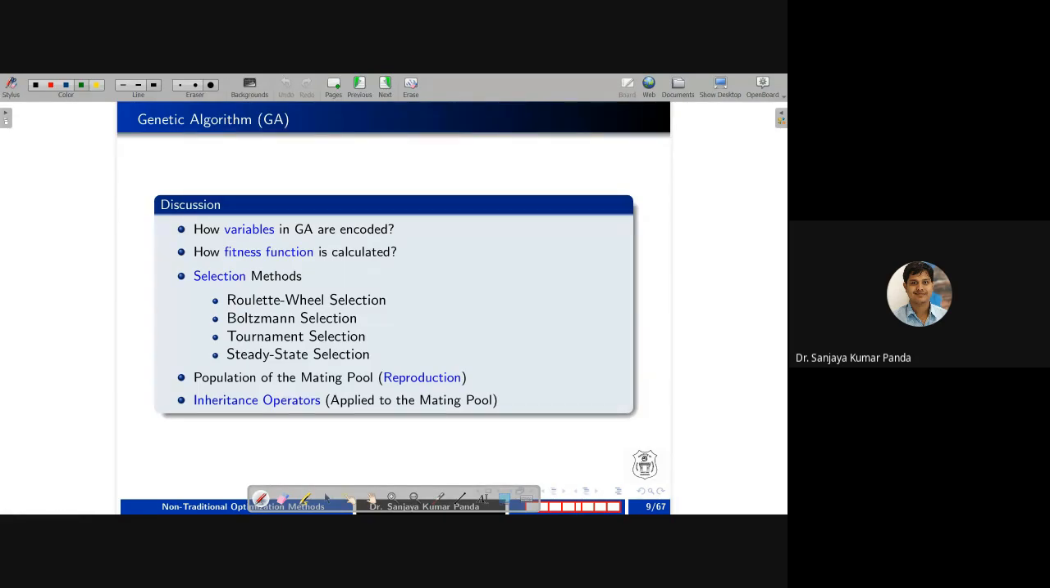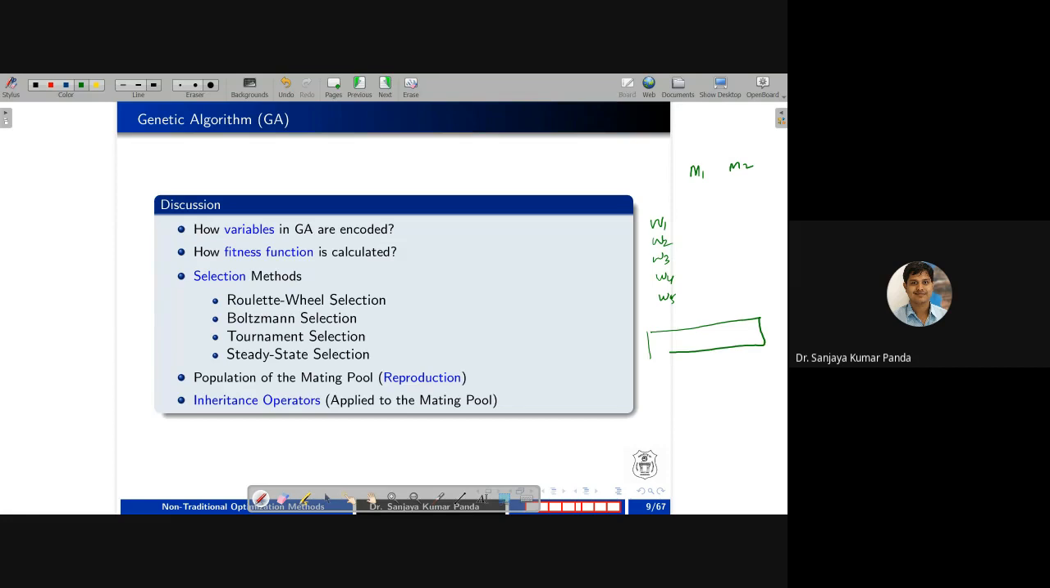Now there are some important discussions related to the genetic algorithm, because the first step of the genetic algorithm is you have to perform encoding, or chromosome representation. For chromosome representation, you have to take a set of variables. So the first question arises here: how are variables in genetic algorithms encoded? Suppose you take a particular problem, let's say assignment of 5 different works, W1, W2, W3, W4, W5. These are 5 different works that you want to assign to two different computer systems, let's say machine 1 and machine 2, where W1 can be assigned to the first machine or to the second machine.